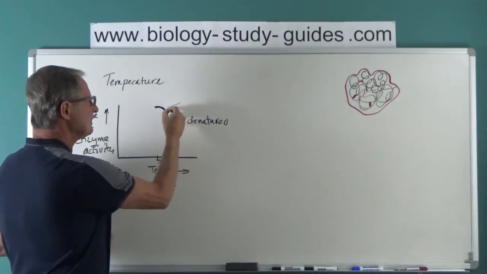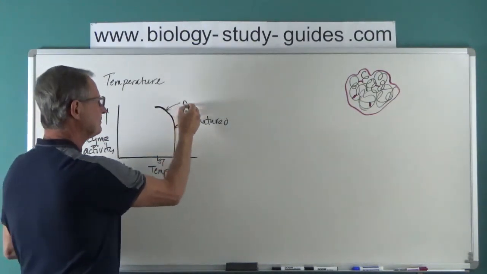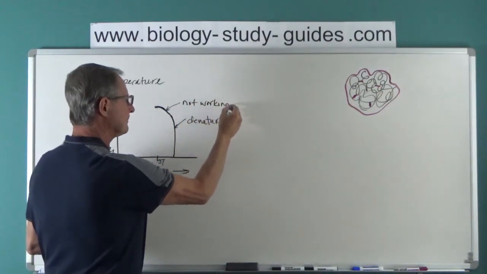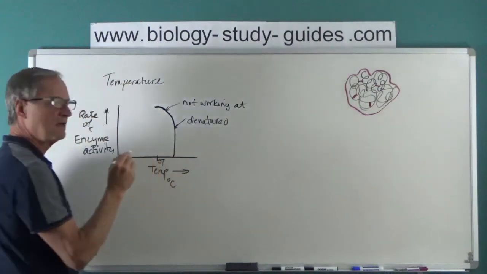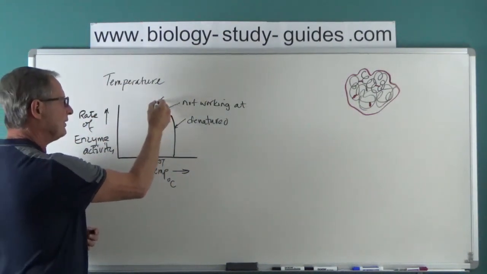This is where the enzyme isn't working at its best. The best is called optimum. That's right here. This is its optimum.